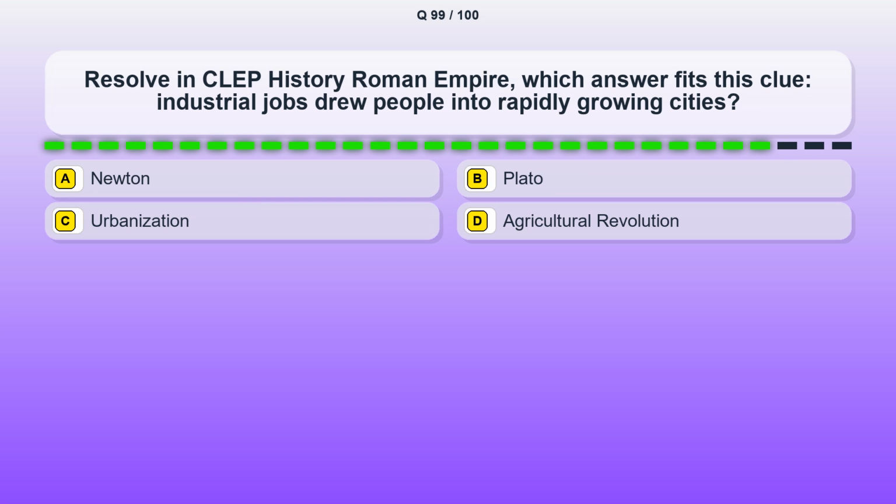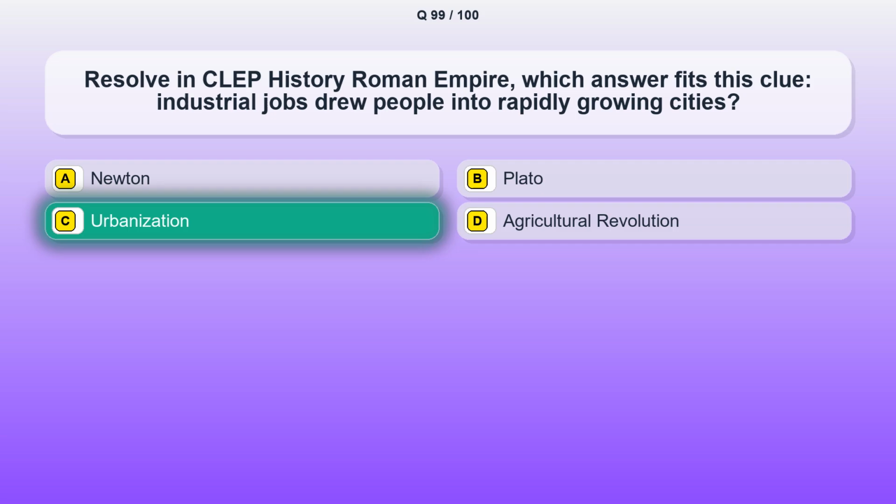Question 99. Resolve in CLEP History Roman Empire, which answer fits this clue? Industrial jobs drew people into rapidly growing cities. Option A, Newton. Option B, Plato. Option C, urbanization. Option D, agricultural revolution.